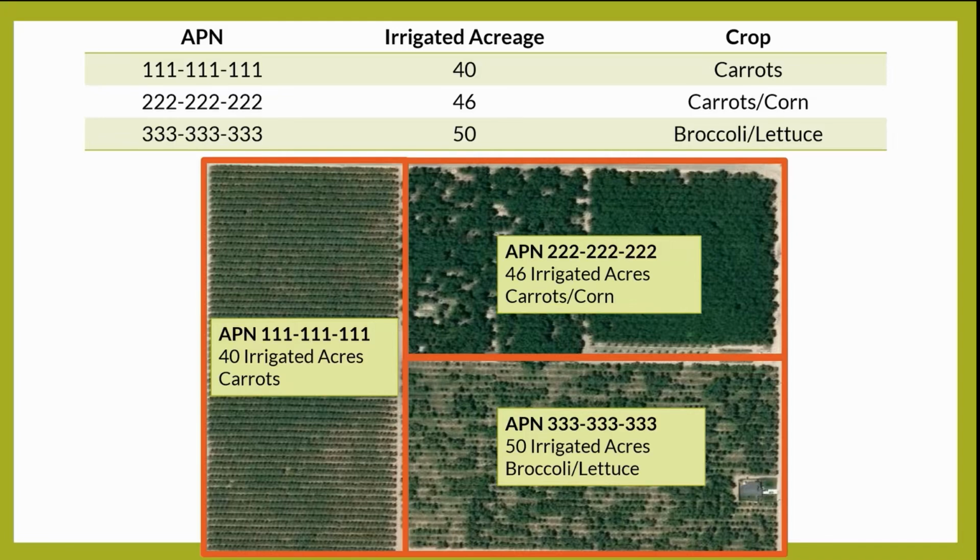Covers the whole parcel. My second parcel, which ends in 222, I have half carrots and half corn. So I essentially don't have all 46 acres. That's what's enrolled for my parcel, but that's not what I have for each crop. And then my bottom one ends with 333. I've got a rotating of broccoli in the fall and lettuce in the spring that it covers all 50 acres, but only half of the year.